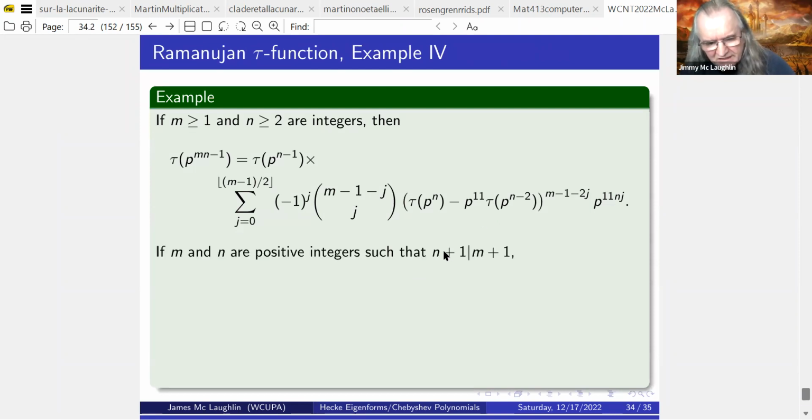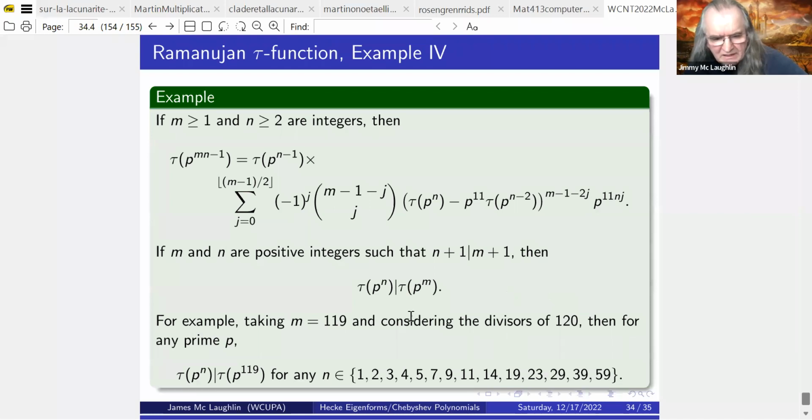And to illustrate the divisibility property explicitly, if n plus 1 divides m plus 1 and p is any prime, then we have this divisibility condition. And as an example, if m is 119, and we consider the divisors of 120, then for any prime p, tau of p to the n divides tau of p to the 119 for any n in that set.